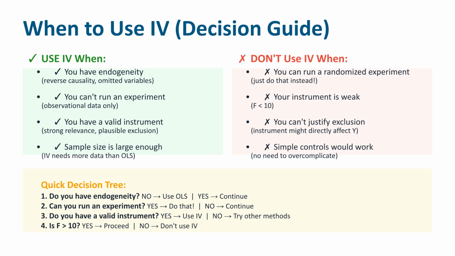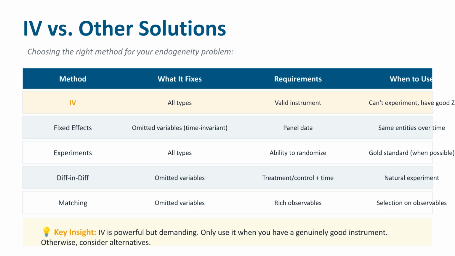Use IV when you have endogeneity, cannot run an experiment, and have a valid, relevant instrument with a large enough sample size. Do not use IV if you can run a randomized experiment, the instrument is weak, or simple controls would suffice. When choosing an approach, IV fixes all types of endogeneity but requires a valid instrument. Alternatives include fixed effects for panel data, diff and diff for natural experiments, or matching for selection on observables. Experiments remain the gold standard when randomization is possible.